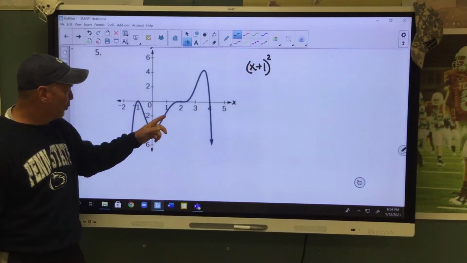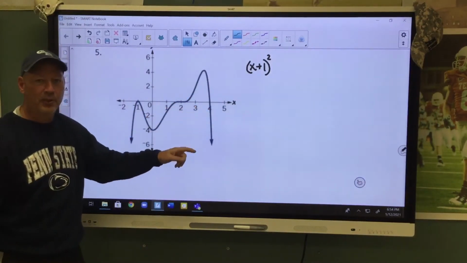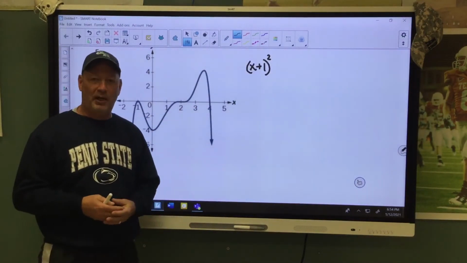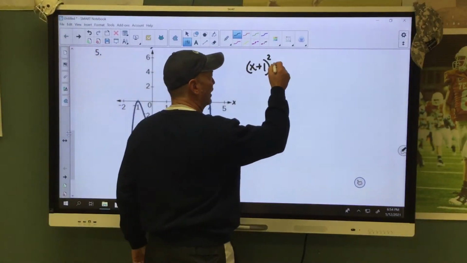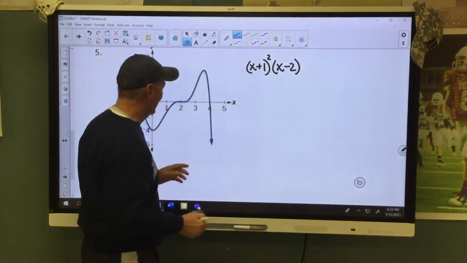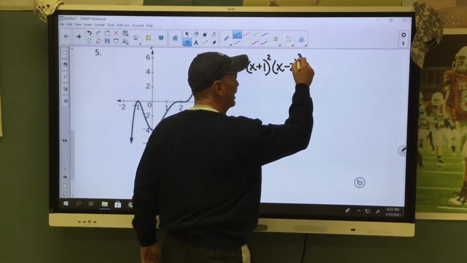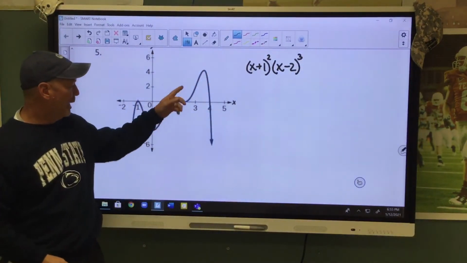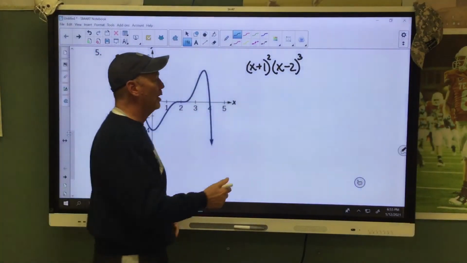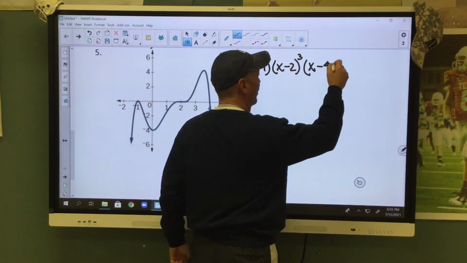I go to my next root. This, tough to read sometimes, but this is an M3, and this is a +2. What is the opposite of a +2? This is going to give me x minus 2, but this curve, that's my M3, I need to put a 3 right there. My last root goes through 4. So the opposite of a +4 is going to give me an x minus 4.